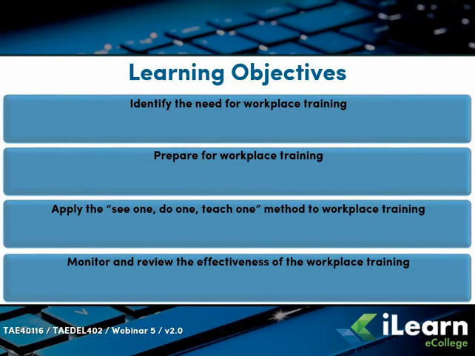Alright, so as you can see, here are the learning objectives which we're going to cover today. Firstly, we're going to identify the need for workplace training. We're also going to prepare for workplace training. We're going to review a technique called the See One, Do One, Teach One method to workplace training. That would be very handy when you're completing your third project, when you're doing the workplace training. And we're also going to be looking at monitoring and reviewing the effectiveness of the workplace training. So planning it, doing it, reviewing it.